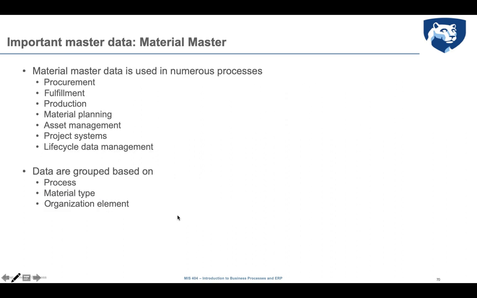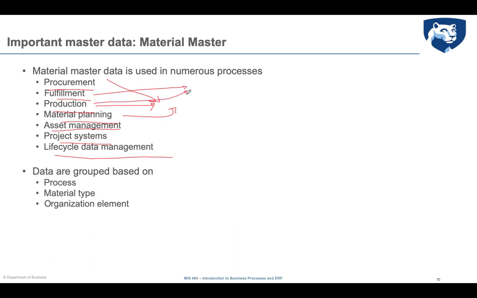Of course, they are usually shared by different processes. Procurement, fulfillment, production, material planning, asset management, project system, and lifecycle data management are examples of processes. For example, supplier is master data, so data about suppliers are needed by production, procurement, and material planning.